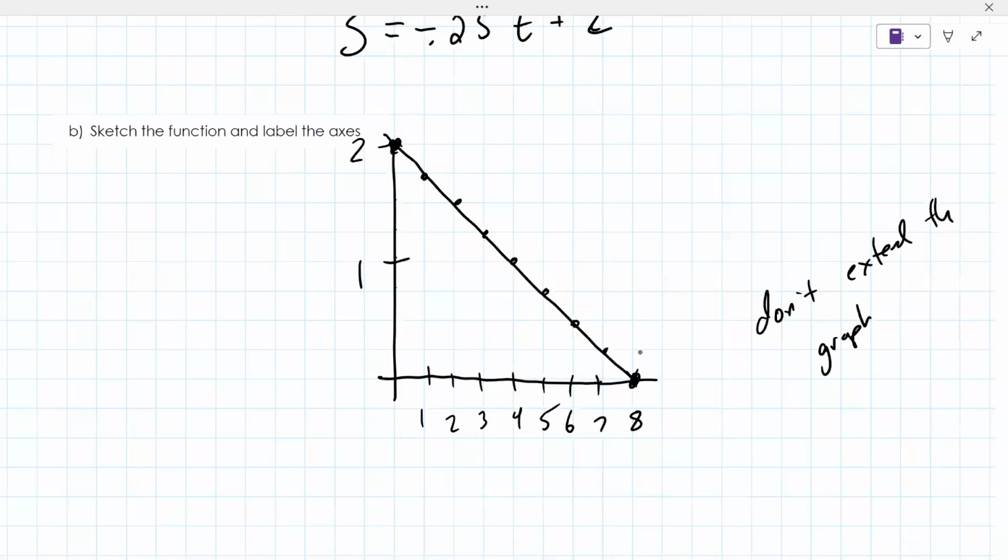Okay, you have to put t, you have to say that's in weeks. And this is s, which is in meters. Something like that.